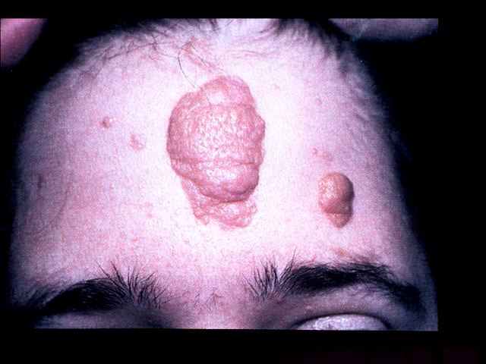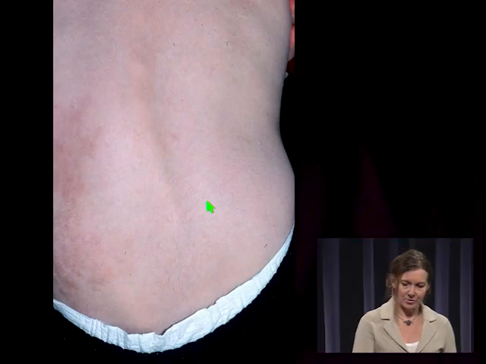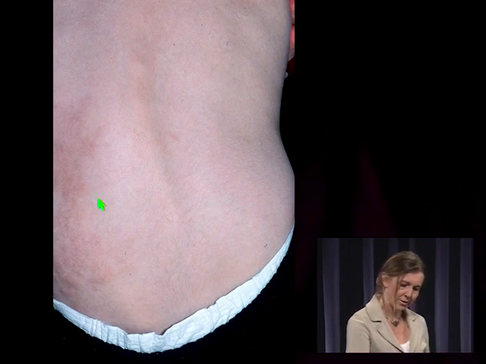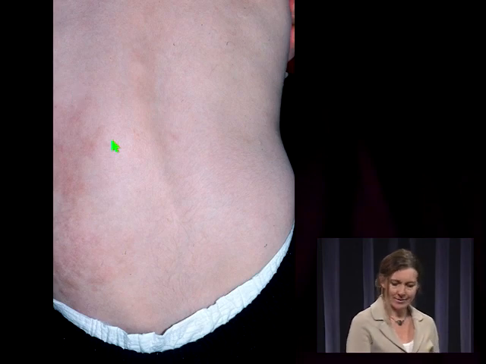This is a textbook example of a classic fibrous plaque of the forehead, which, again, is a connective tissue nevus or collagenoma. And these are subtle, but I hope you can see them over here. This youngster has these pink plaques here on the side of the back. And this is another fairly subtle example. This is the mid-back. Hopefully you can see this right here, the skin-colored plaque, and this area here.